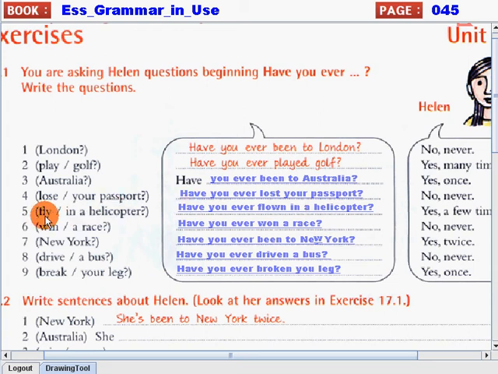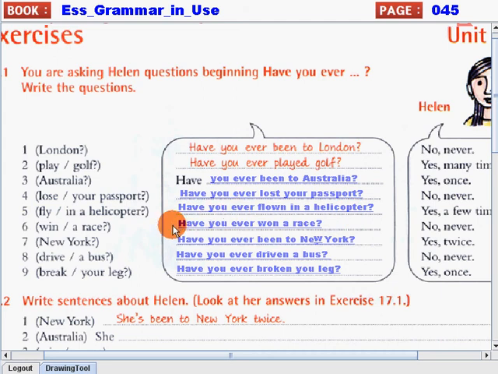Next, let's talk about the word fly and the phrase in a helicopter. You want to know if Helen has ever flown in a helicopter, so this is a question you may want to ask her. Have you ever flown in a helicopter? Have plus you as the subject, ever after the word you, then the past participle of fly, which is flown, and the object of your sentence.